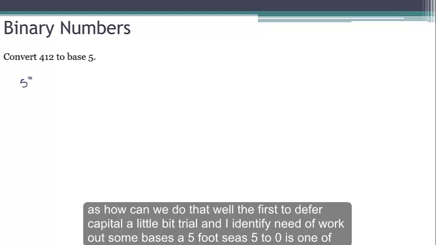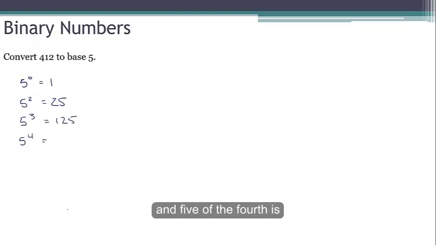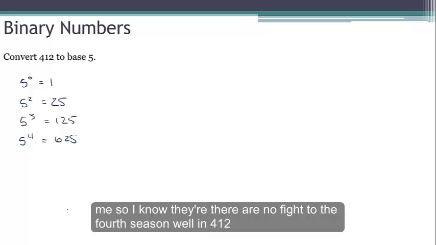So let's see. 5 to the 0 is 1. 5 squared is 25. 5 to the third is 125. And 5 to the fourth is 625. And that's where I'm going to stop. Right, I'm going to stop here because my powers of 5 became bigger than my original number. Right, so I know there are no 5 to the fourths, if you will, in 412.